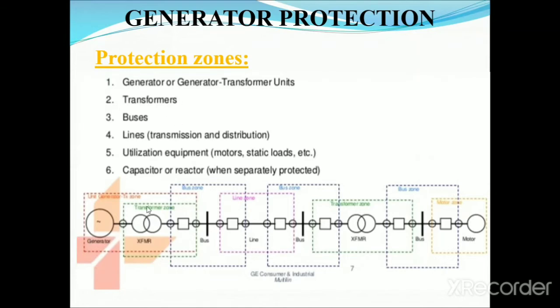Next one is the transformers. Separately we give protection for the transformers, that's why it is called the transformer zone. Next one is the bus bars. This dark black line indicates the bus bars. The bus bars will be given separate protection.